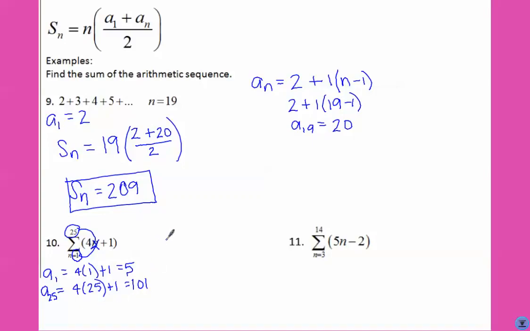Then let's plug everything into our formula. S sub n, how many terms are there from 1 to 25? That would be 25 terms. Our first one's 5. Our last one's 101. Divide that by 2. Type it all in your calculator, and you get a sum of 1,325.